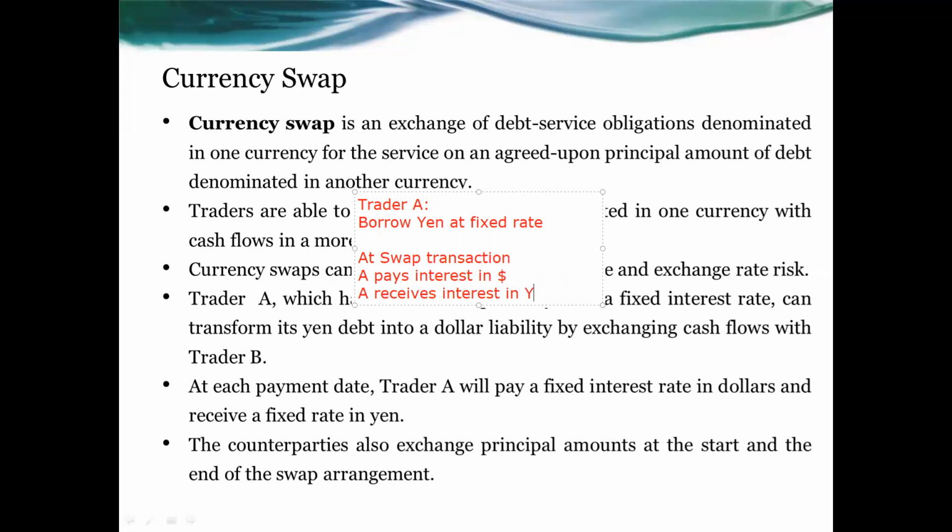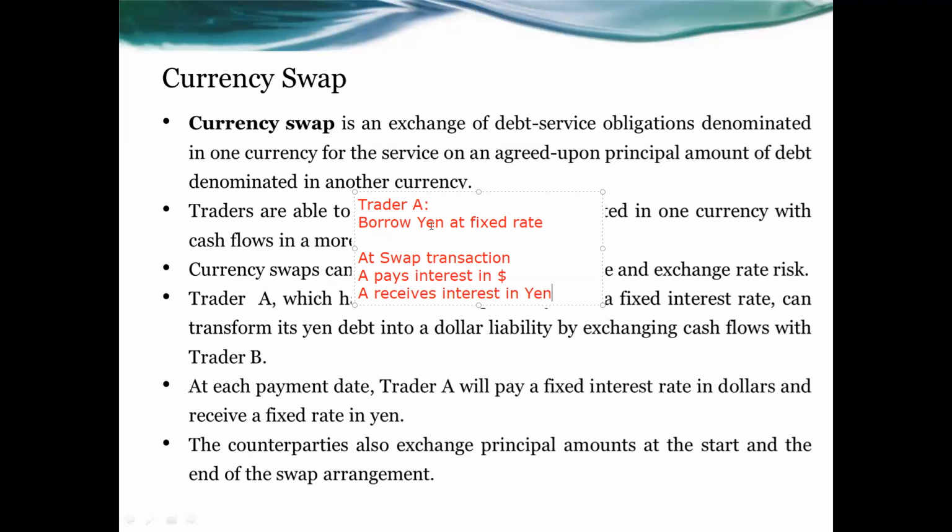in yen. Right? Now, if you are borrowing a yen denominated loan, you have to pay interest in yen, no? That is the situation. But when we are doing the swap transaction, finally what you are paying as interest is in terms of dollars, but you receive some amount in terms of yen. So this is what we normally call currency swaps. At each payment day, trader A will pay a fixed interest rate in dollars and he receives a fixed rate in yen. The counterparties also exchange the principal amount at the start and end of the swap agreement.